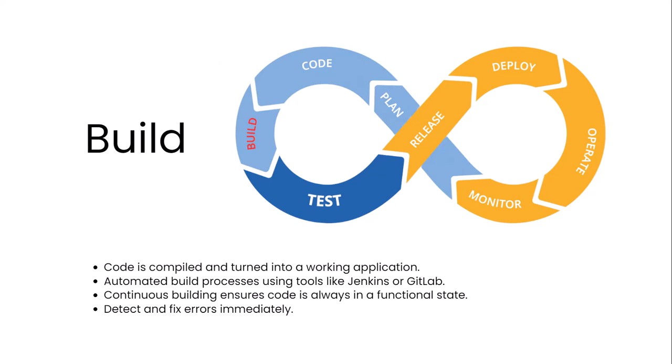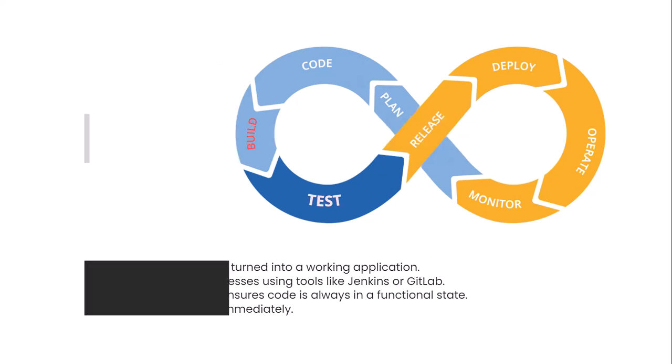If something is wrong, like a missing dependency or a syntax error, the build fails and it gets flagged for the developers to fix immediately. This constant cycle of building and checking ensures that the code is always in a working state. You're not waiting weeks to find out something is broken. It's caught the moment it happens.